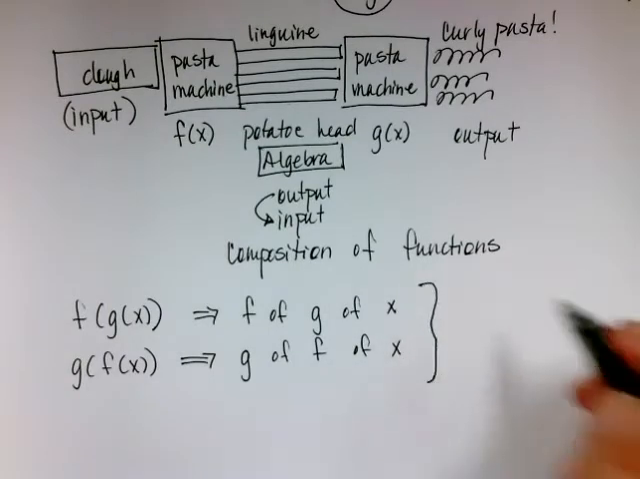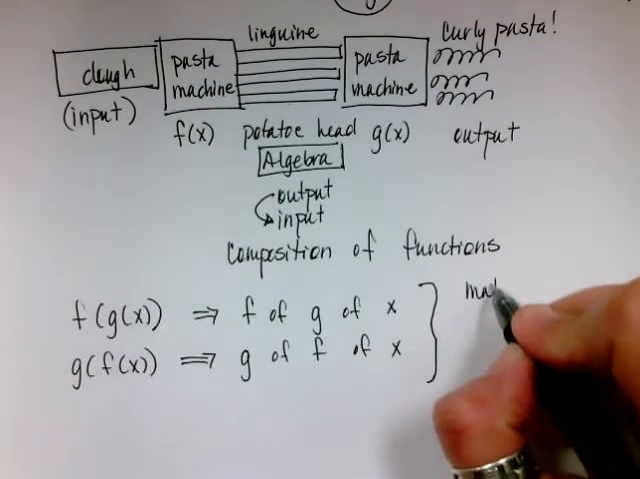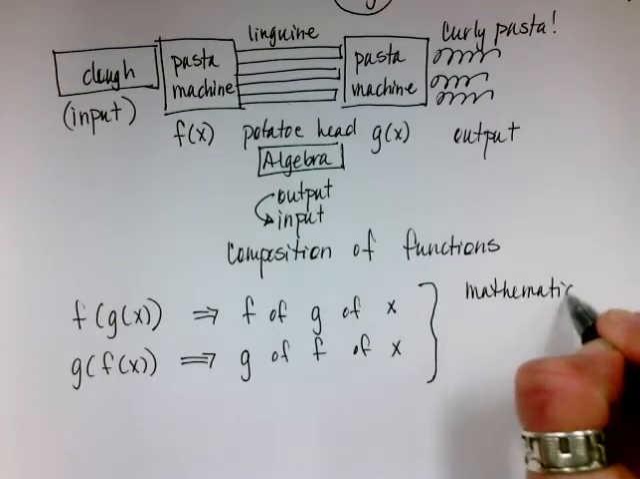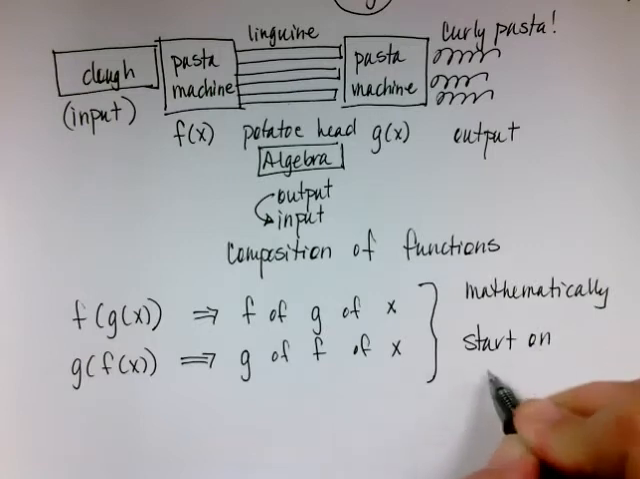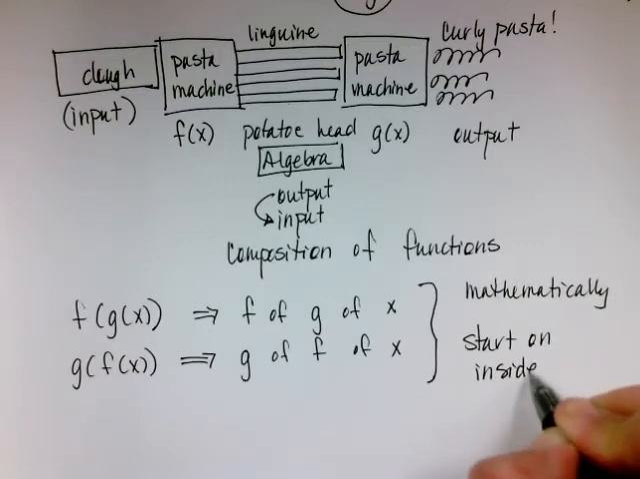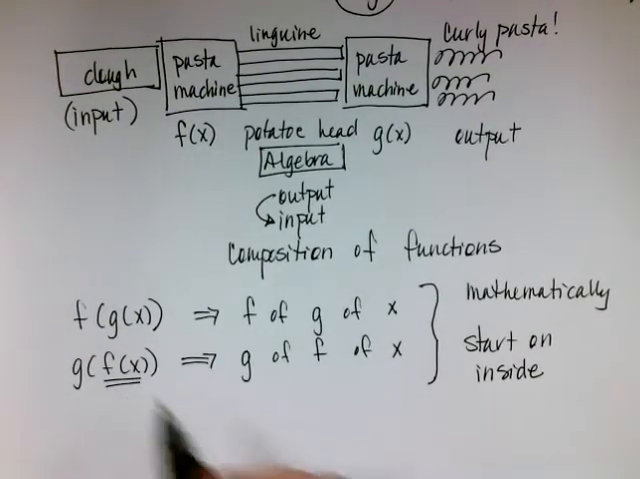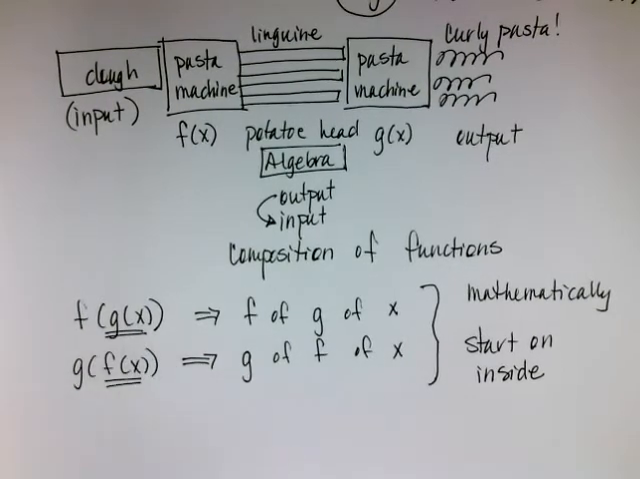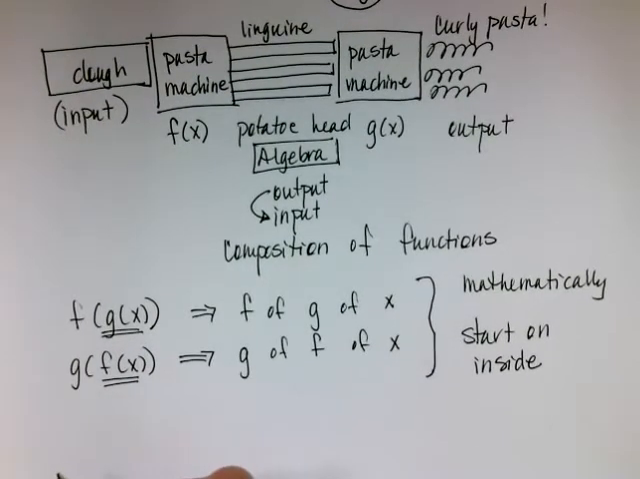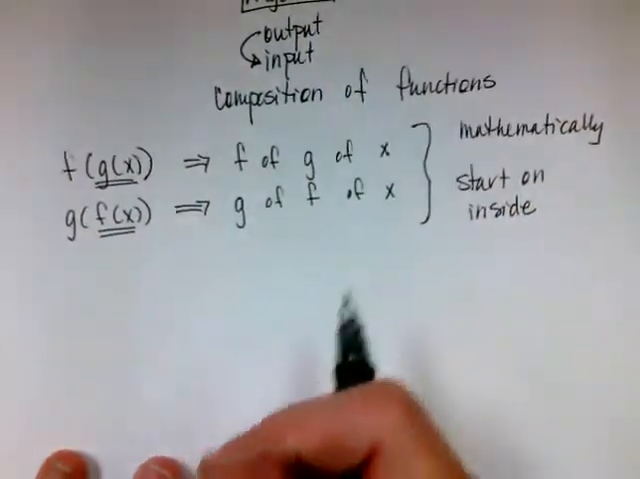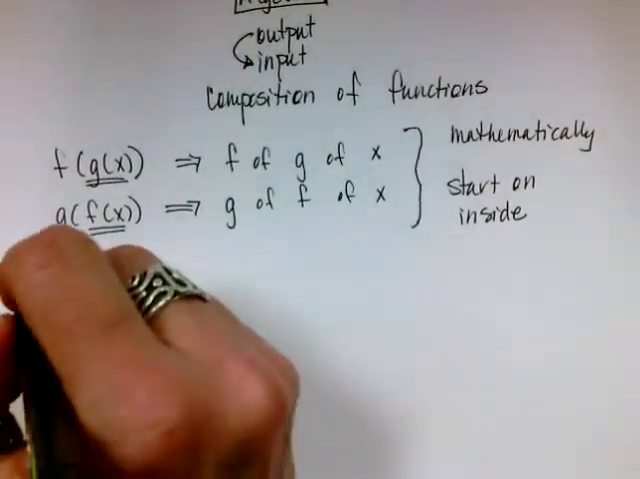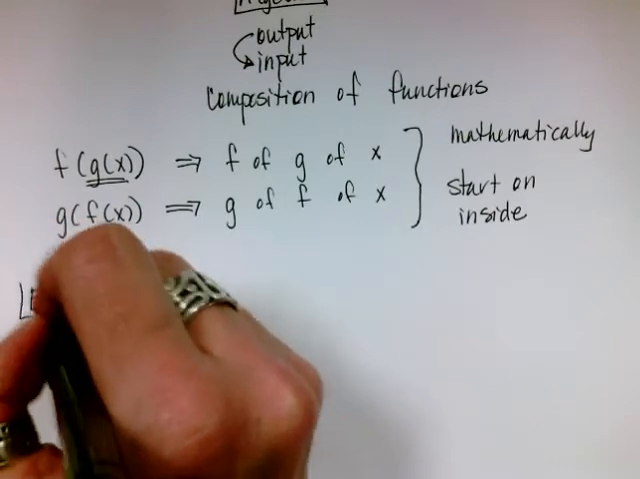All right, when I'm doing a composition mathematically, you always want to start on the inside. Okay, and for us, in this one, the inside would be the f of x, and on this one, the inside would be the g of x. So I'm going to start on the inside parentheses. And I think the easiest way to show you a composition is to just start doing a couple of examples. All right, so let's just jump right in.